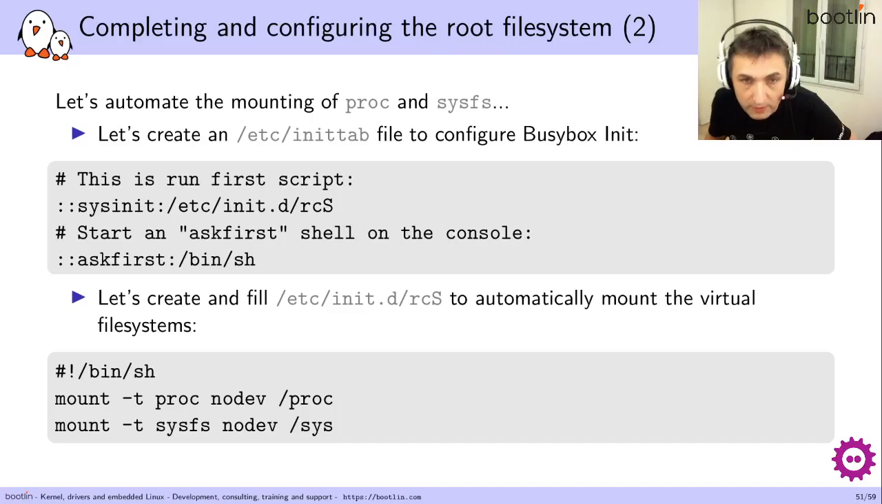So to automate the mounting of proc and sys, what we can do is create an inittab file first to configure BusyBox init. The first thing we specify is the execution of an rcS script at system initialization, and also start a shell on the console. The askfirst option means asking to press a key before starting the shell, so that we don't start the shell when there's nobody paying attention to that shell. If you want to know more about the inittab syntax, you'll find some documentation in BusyBox. There's an example inittab with lots of comments explaining what the different fields are. Then we just have to create the rcS script that automates things at startup, so it looks like this.